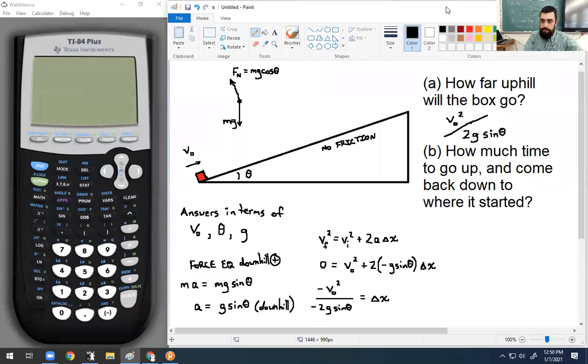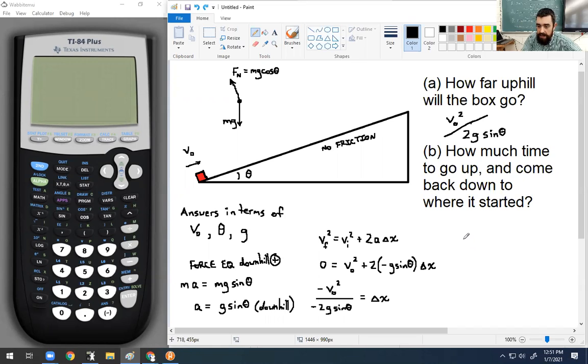Okay, so here's how you do part B. How much time will it take to go up, come back down to where it started? So yeah, it's going to slide up, and it's going to slide back down to where it started. I'm going to break it into two pieces. I'm going to say the part to go up is going to be a certain phase 1. And then the time it takes to come back down, there's no friction. So it's going to have the same acceleration up and the same acceleration down. So it'll be the same amount of time.